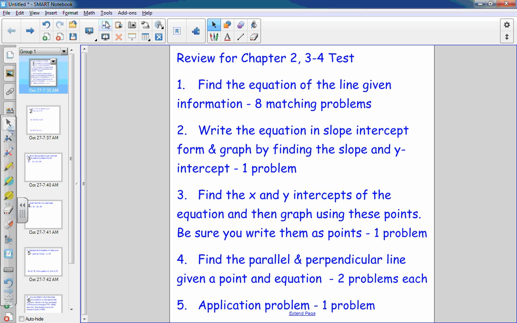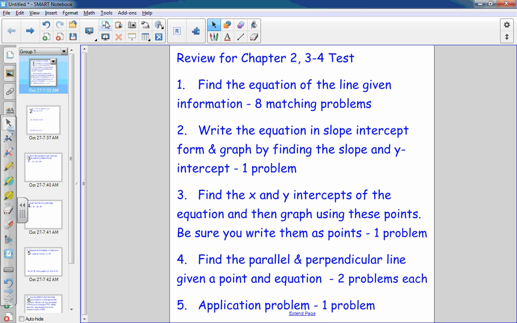In other words, I will give you a point, a slope, and B, 2 points, and you have to find the equation of the line given that information. Now, what I suggest you do, you are going to have 2 columns. The first column is going to be the information that I'm going to give you. The second column is going to basically be the equations. Some of the equations in column B will not be solved for y.